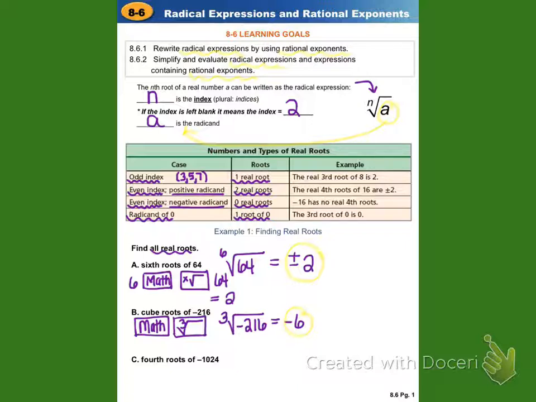So when it's an odd root like that, the calculator will give you your answer directly. There's no other possibility, because negative 6, if you multiply it by itself 3 times, will still give you a negative number, negative 216. And how about the fourth root of negative 1024, so we start off with an index of 4. Remember that it said we want all real roots. Well, there are no real roots, so we'll have to say no real fourth roots, because we have an even index but a negative radicand. That relates to right up here where we would have no real roots.